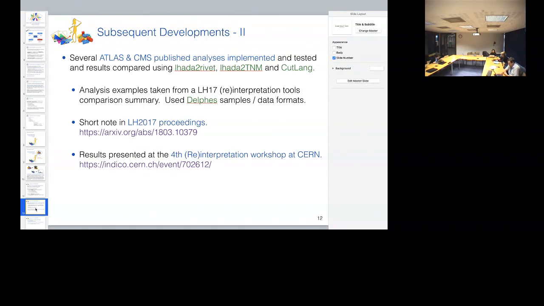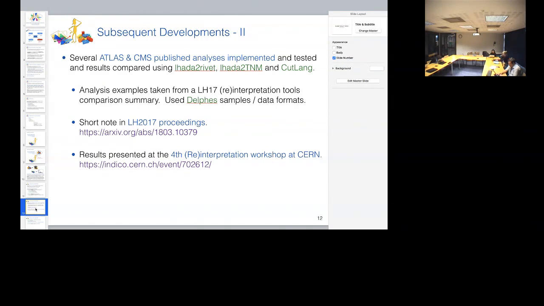And indeed, what was done was to take the examples from the 2017 LHC reinterpretation tools workshop that basically use the Delphes samples, and just show that this thing actually works. And in fact, there's actually a short note. If you go to the 2017 proceedings, you'll see some description about what was done. And in fact, the results were presented at a reinterpretation workshop at CERN subsequently. And so that's the approach.